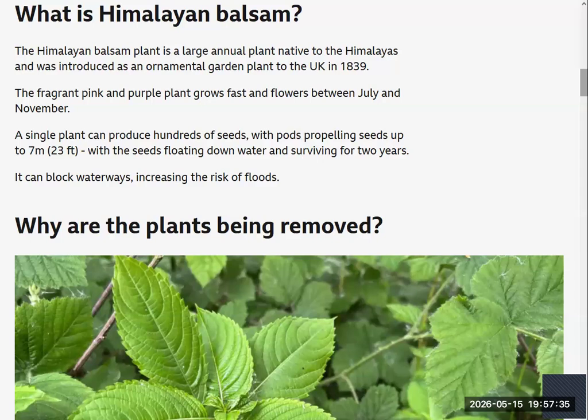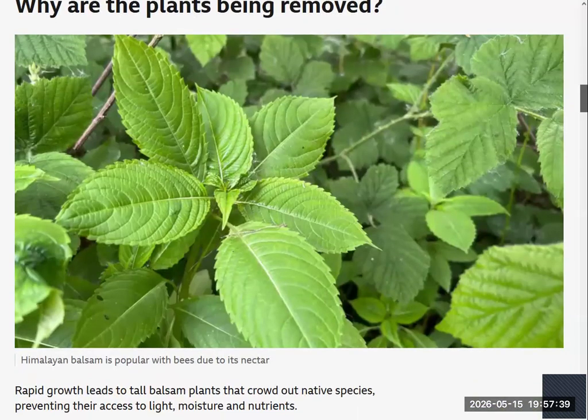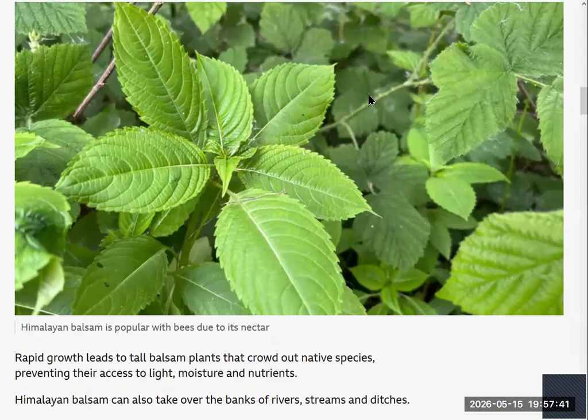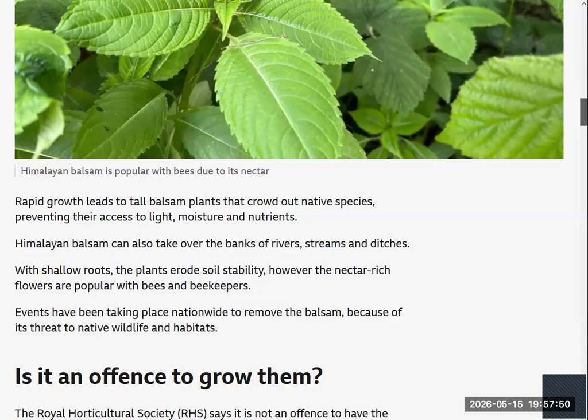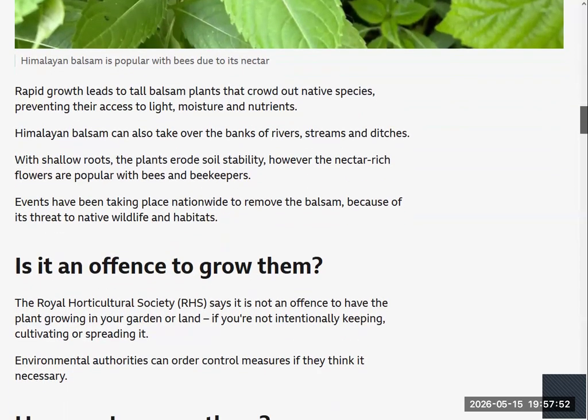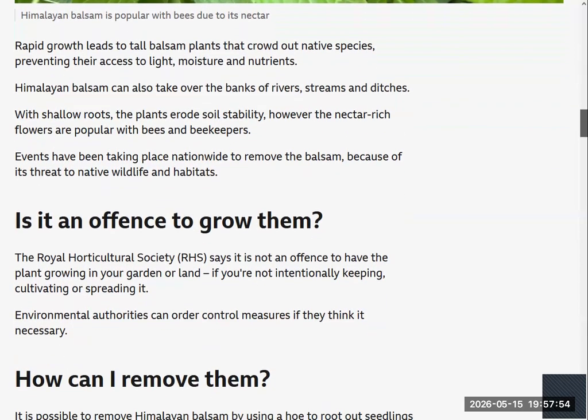Shall we scroll on? Okay, we saw that there. I can see some other things growing in the background here, it seems. But in the middle there, that's the balsam, Himalayan balsam. It's interesting. It does say there that Himalayan balsam is popular with bees due to its nectar.